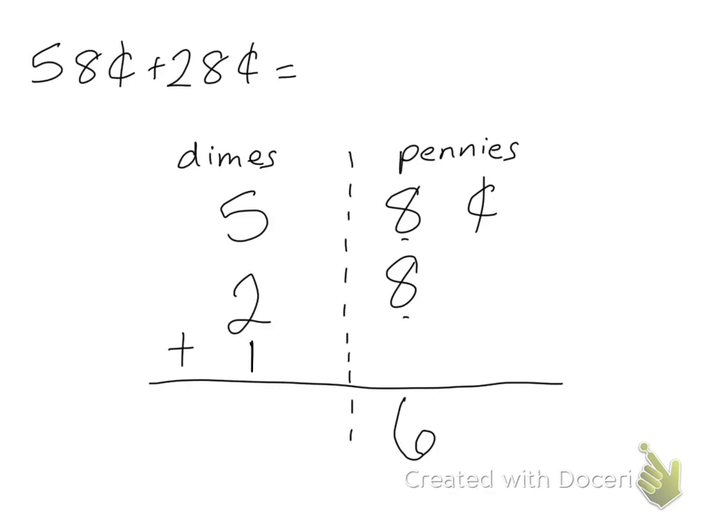All right, so now we're going to add the dimes. What is 5 dimes plus 2 dimes? Well, that's 7 plus 1 is 8 dimes. So I have a total of 86 cents.